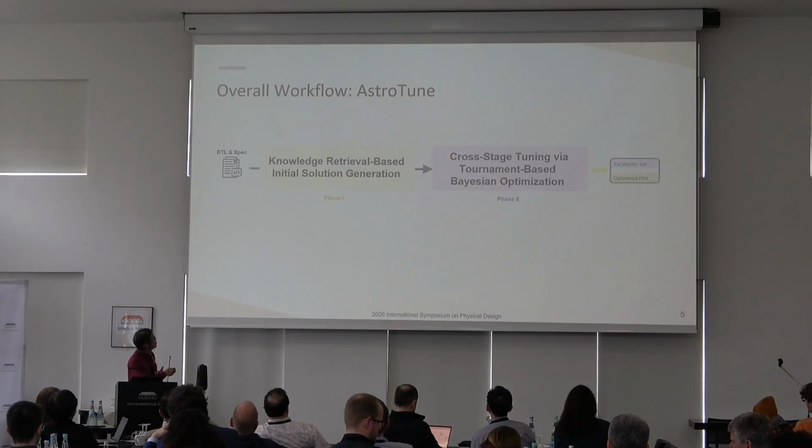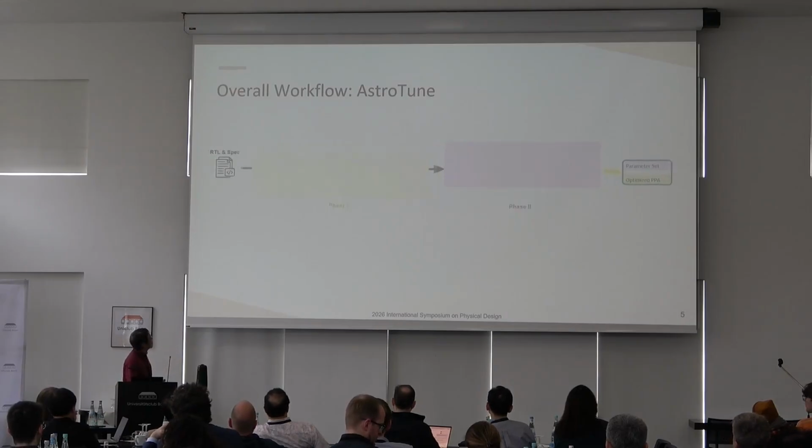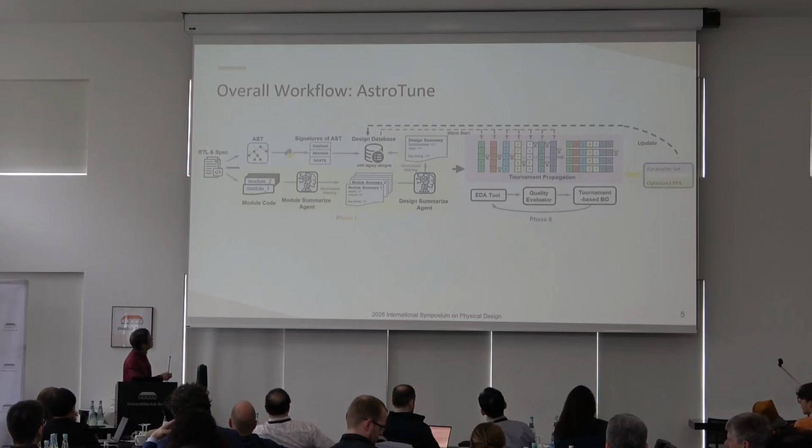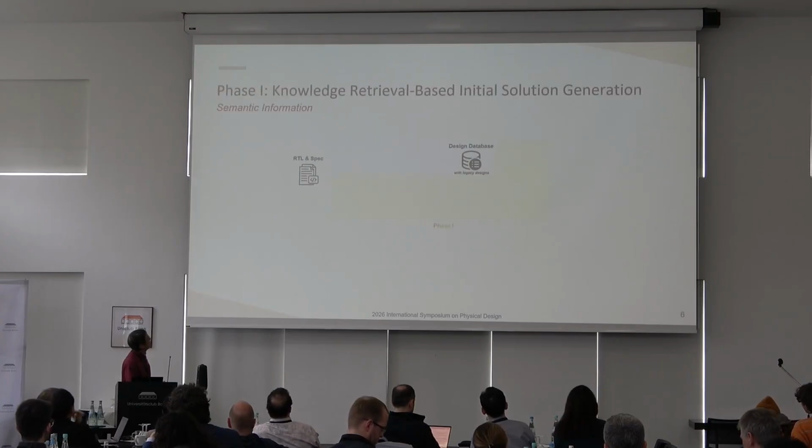There are two stages. Phase one is to generate an initial solution, and stage two is stage-by-stage Bayesian optimization. The top-level framework is not that different from the previous ones, but the details are different, and that is how we make a difference. These are some details of how to get the initial solution and how to do the stage-by-stage tuning. So let's first look at knowledge-based retrieval.